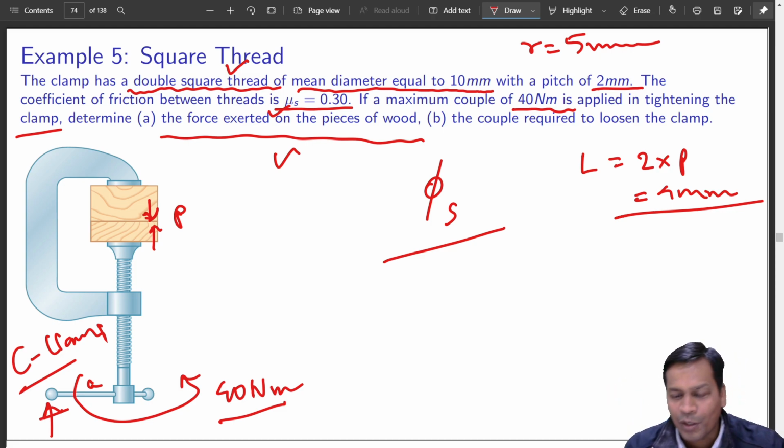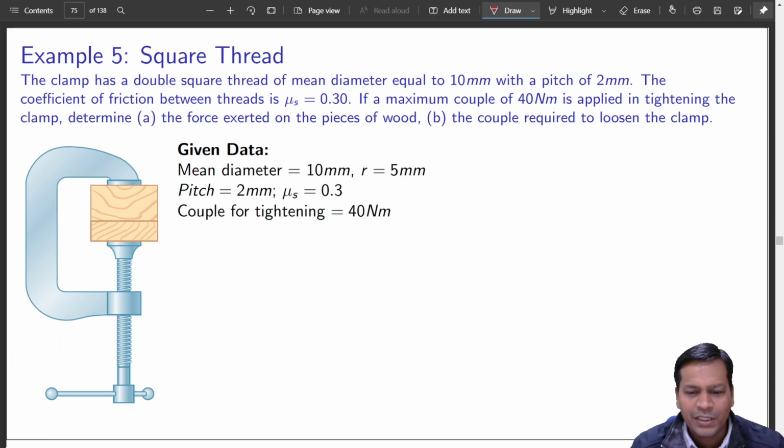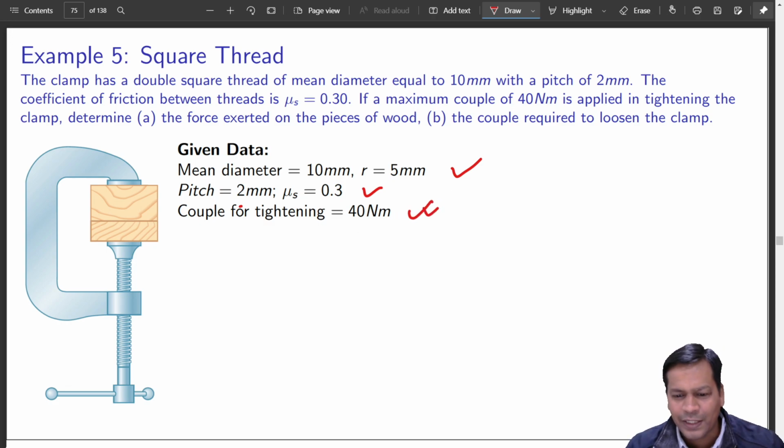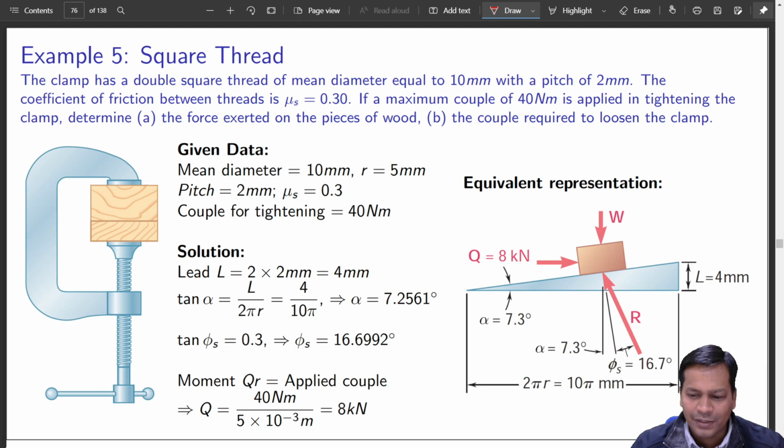Tightening is a different problem. One is pulling it up, another one is bringing it down, so both analyses will be used here. So let us begin. Mean diameter is this, radius is this, pitch is 2. So given things you have to put in place. Couple for tightening is this. So everything is here. Now the analysis.